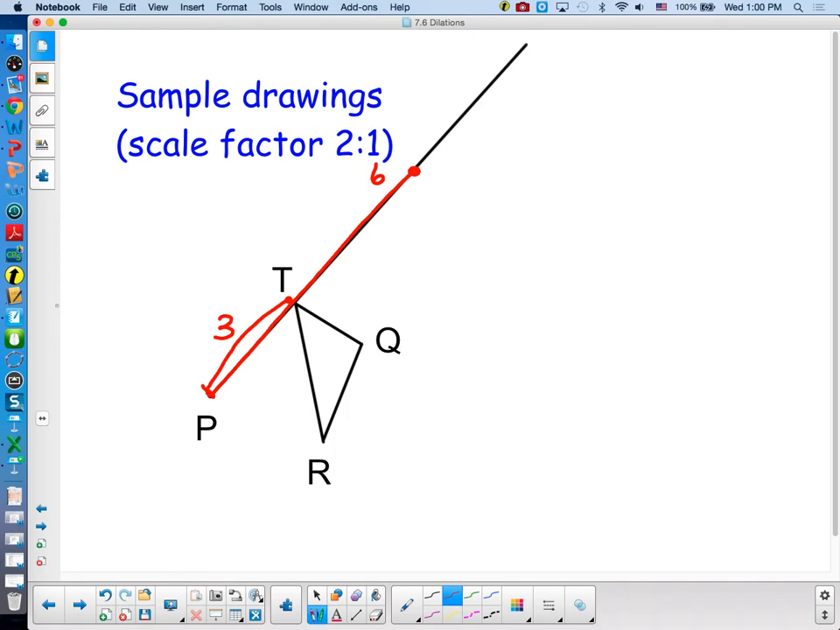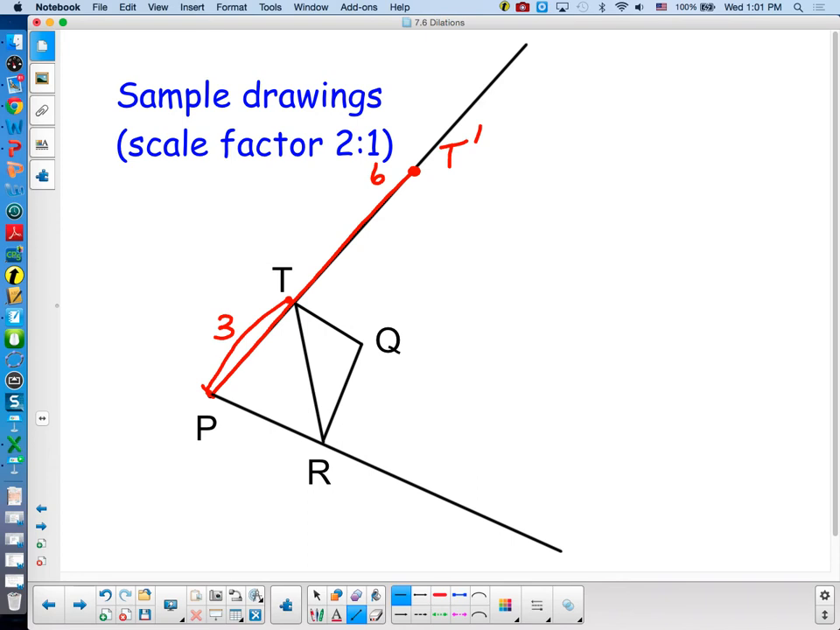So we measured from P to T, and then we doubled it. So from P to, I'll put T prime right here. That's going to be the new point on our bigger triangle that matches with T. Now do the same with R. So draw your line from P through R. Measure how far it is from P to R. Take it times 2 and mark where the comparable point will be.